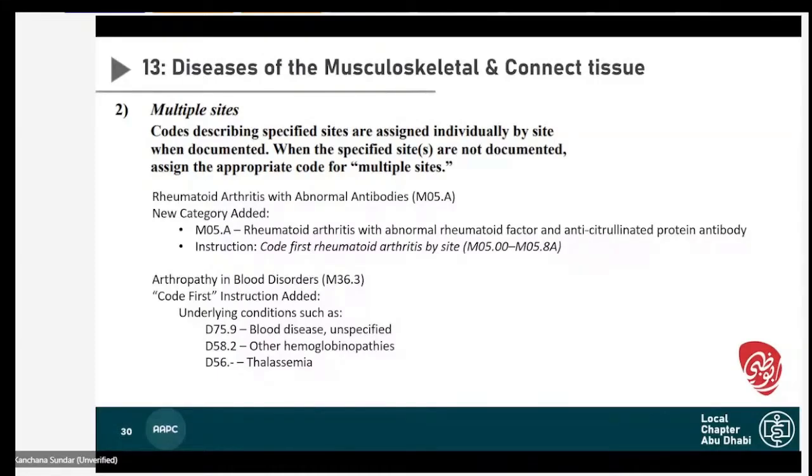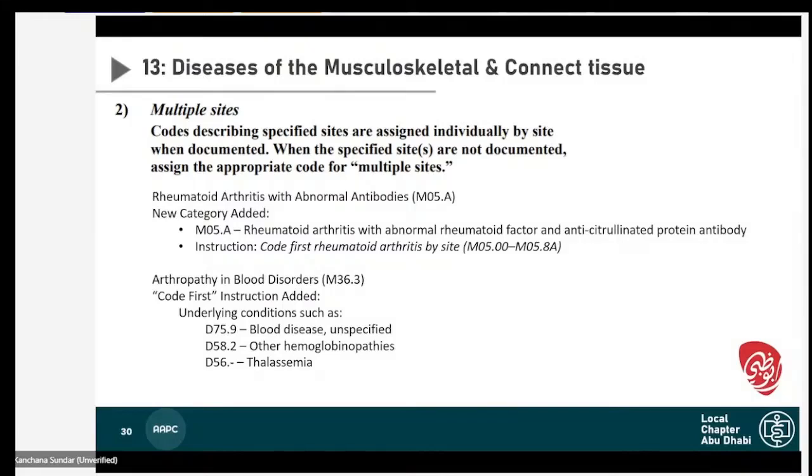This is a new category, guys. In this, whenever there is rheumatoid arthritis in the same document, if you are finding rheumatoid arthritis with abnormal antibodies, please ensure coding both. The instruction is very clearly giving us a sequencing priority as well, where the code first rheumatoid arthritis is being specified. So please code rheumatoid arthritis first, but don't ignore coding the abnormal antibodies.